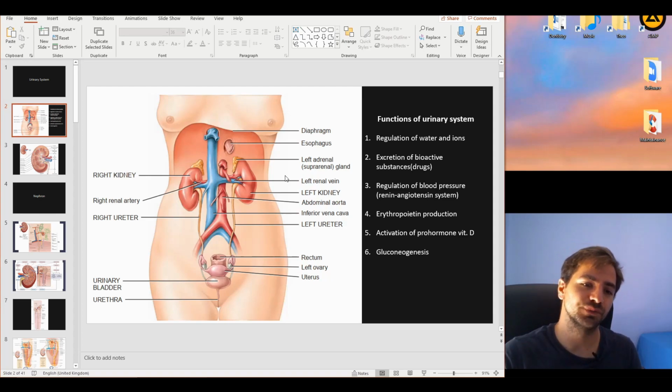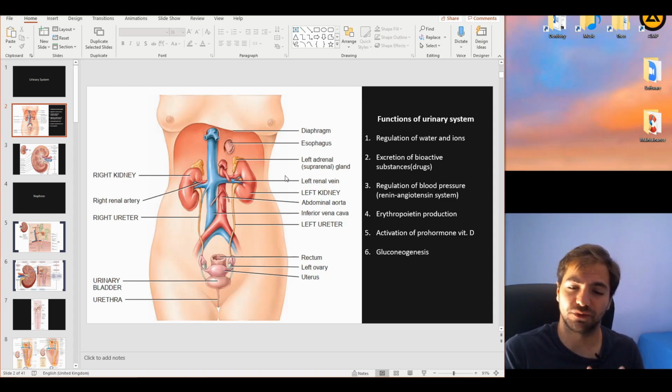in other videos. So the second one is the excretion of bioactive substances, detoxification in other words. Some drugs are being detoxified mainly by the liver. Of course, the major source and the major location of detoxification is the liver, but there are other drugs that work through the excretion by the kidneys.